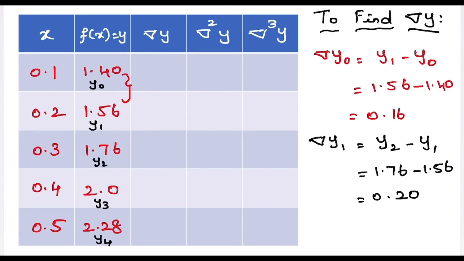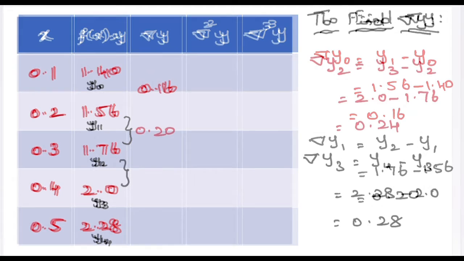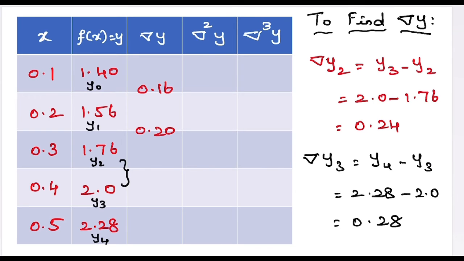First, to find del y. Del y naught is equal to y1 minus y naught, that is equal to 1.56 minus 1.40, which is equal to 0.16. Del y1 is equal to y2 minus y1, which is equal to 1.76 minus 1.56 is equal to 0.20. Next, del y2 is equal to y3 minus y2, that is equal to 2 minus 1.76, that is equal to 0.24. Del y3 is equal to y4 minus y3, that is equal to 2.28 minus 2.0, that is equal to 0.28.